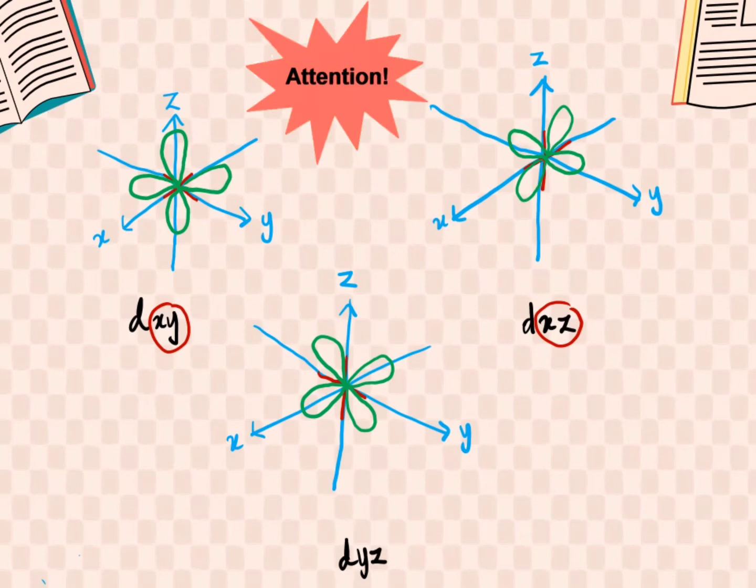So you need to remember that these three types of orbital, all the loops must be in between the axis. For the dx squared minus y squared just now, the four loops lie on the axis. Dia berada di atas satah. But for these three shapes, the loops should be in between the axis. Understand, guys?